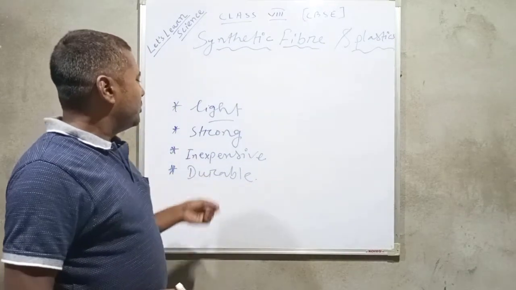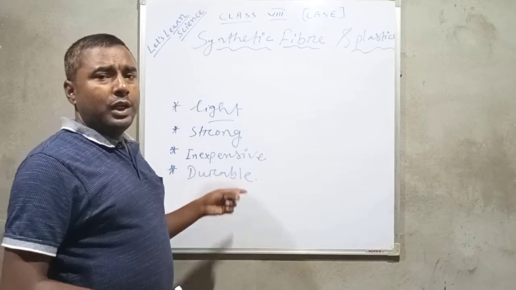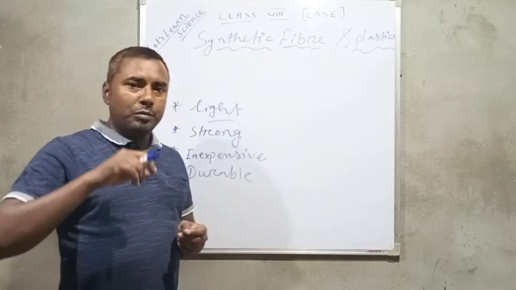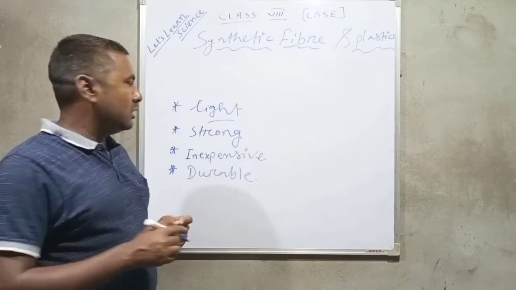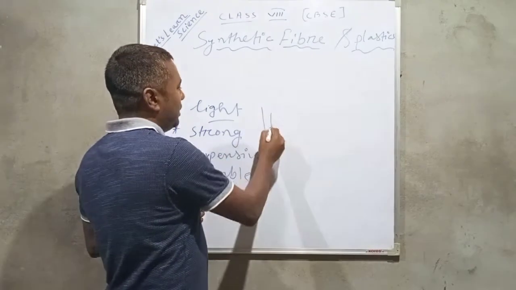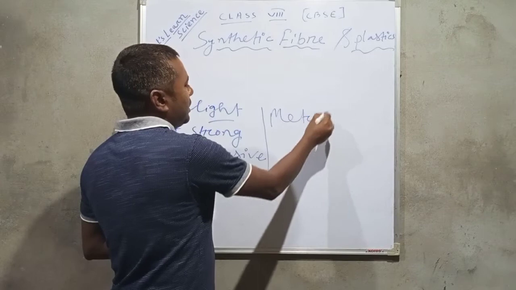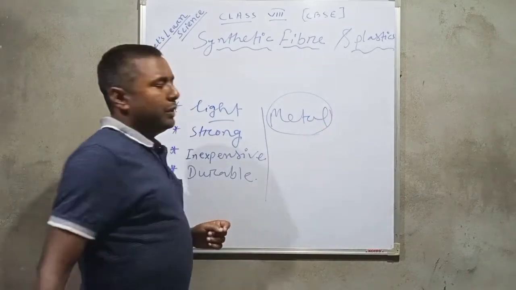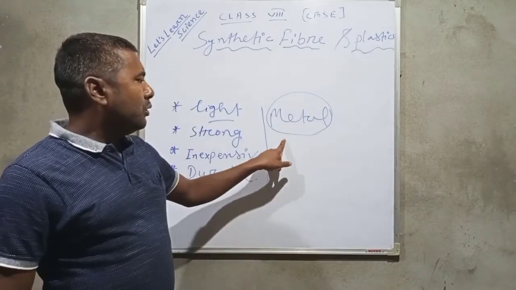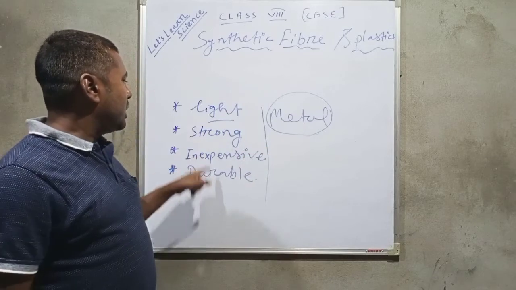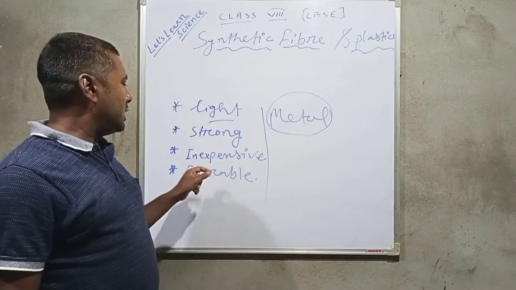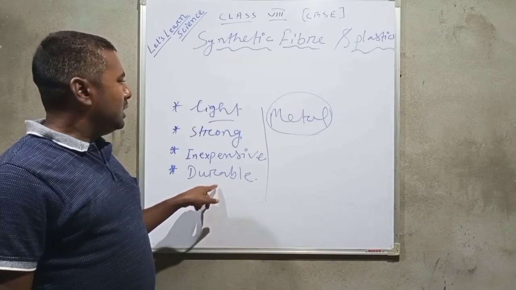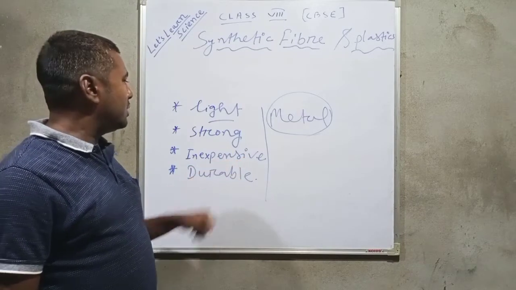Then what type of container is going to come in your mind? That we must choose what? Metal. That container must be made of metal. But do you know, metal does not have all these properties. Metal is somewhat expensive. Then yes, it is somewhat durable, but there is one problem.